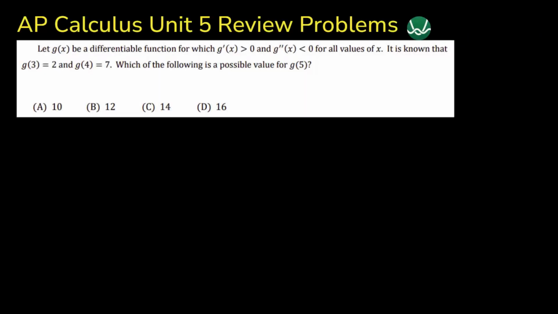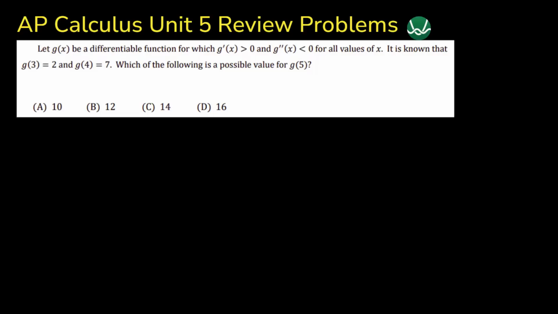All right, so another calculator allowed question that you don't really need the calculator on. g is differentiable, g prime is positive, g double prime is negative for all values of x. It's known that g of 3 is 2, g of 4 is 7. Which of the following is a possible value for g of 5?